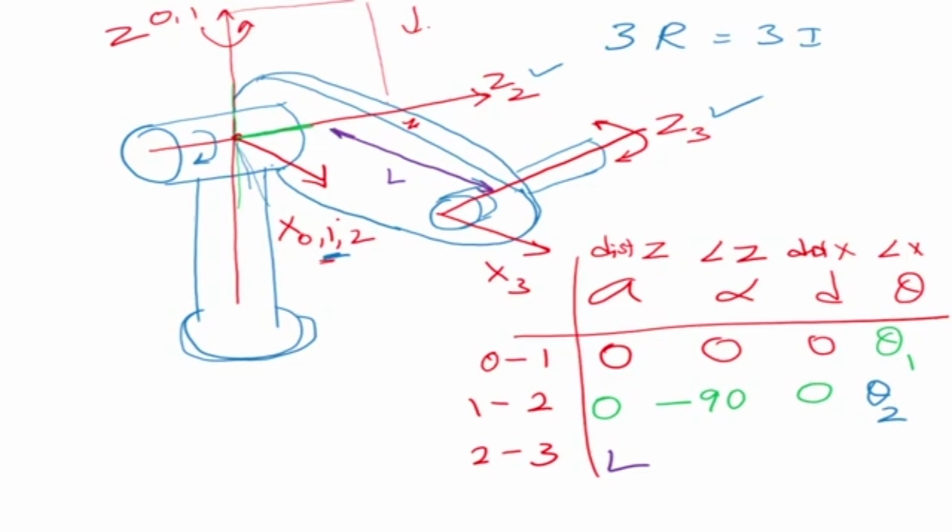What is the angle between the z2 and z3? It is 0 again, because they are parallel. The z2 and z3 are parallel lines, so there is no angle between them. What is the distance between the x's?